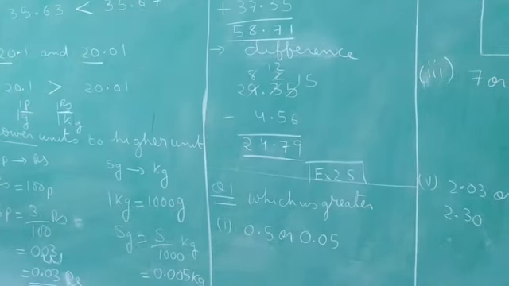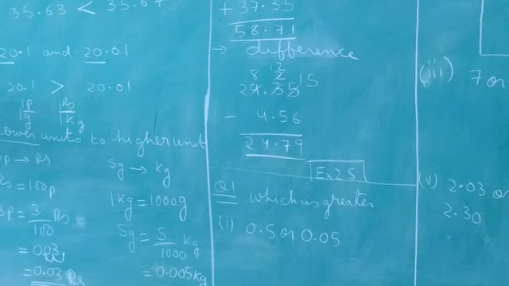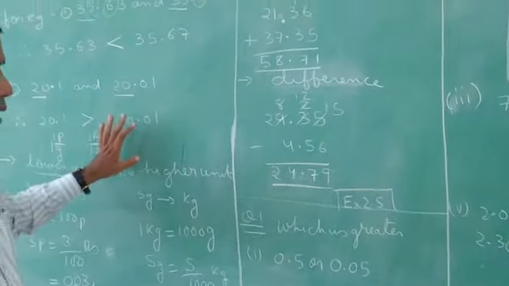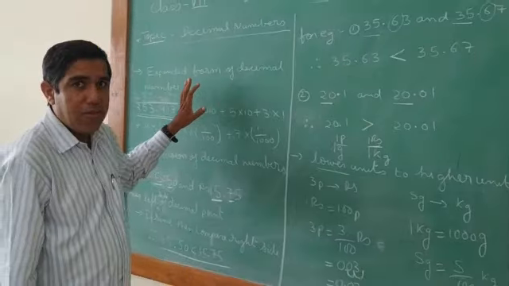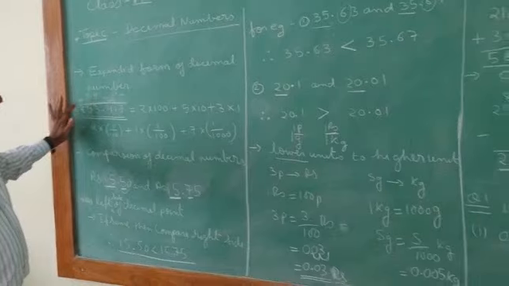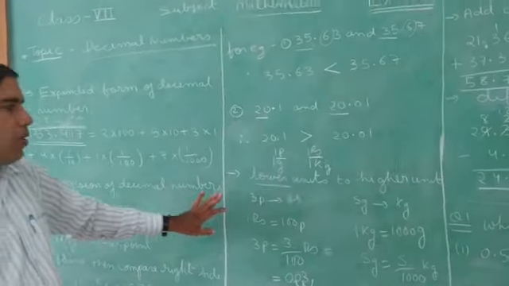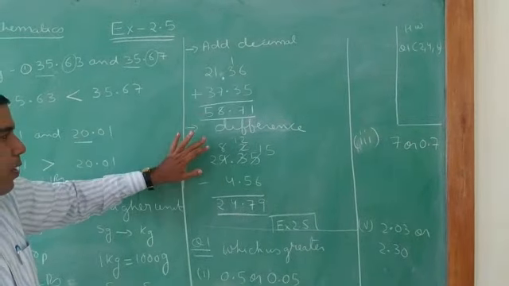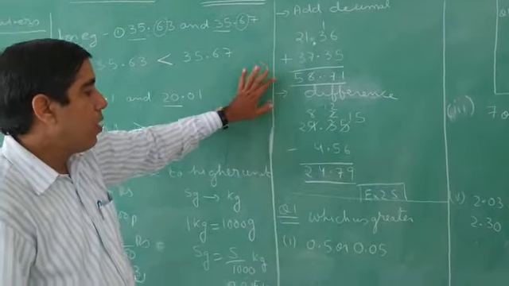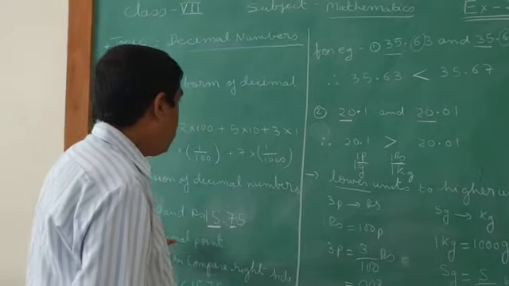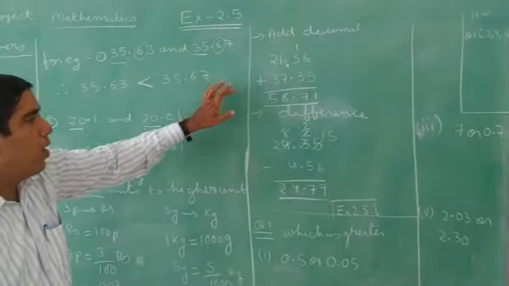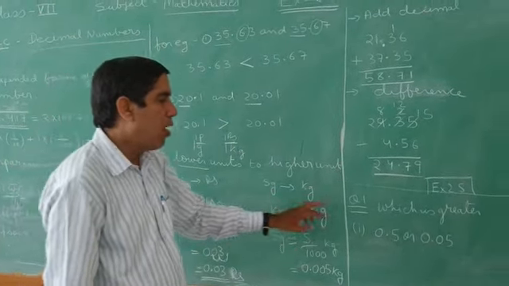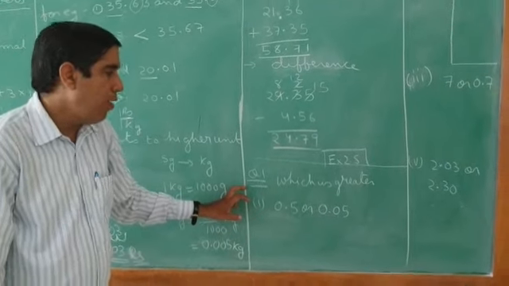These are the main points of this exercise. On the basis of this, we are going to compare and solve. So be careful. I am once again saying: expanded form, comparison of numbers, converting lower to higher units, and addition and subtraction or difference between decimal numbers. You can count 1, 2, 3, 4 and 5. 5 points are there on which this exercise is based. So I am going to start now with question number 1 of the exercise.